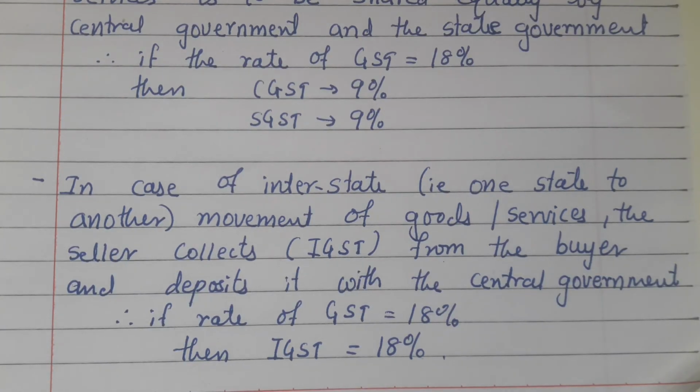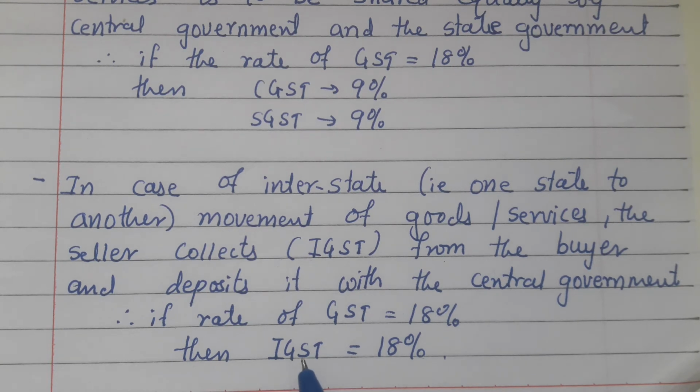In case of interstate movement of goods or services, from one state to another, the seller collects IGST from the buyer and deposits it with the central government. So if the rate of GST is 18%, IGST will be collected for interstate movements of goods and services, which will be 18%.